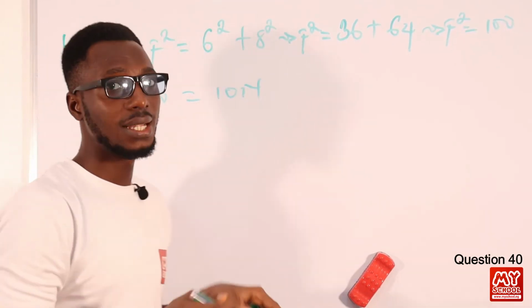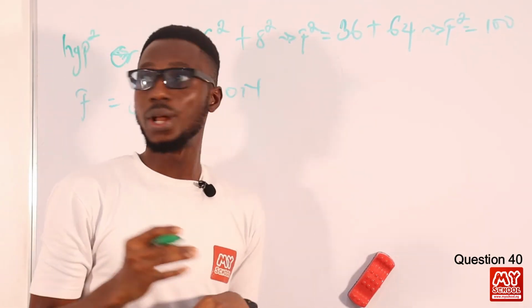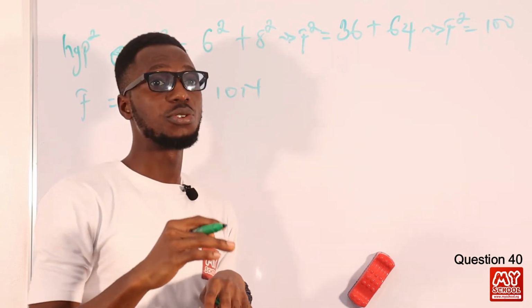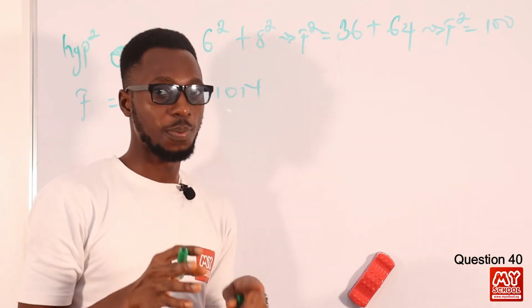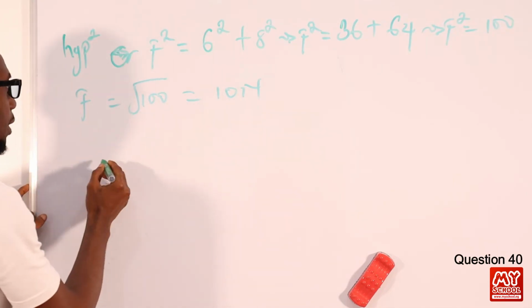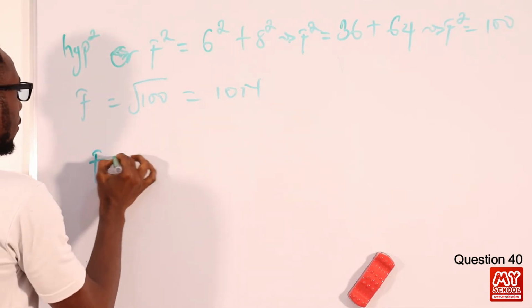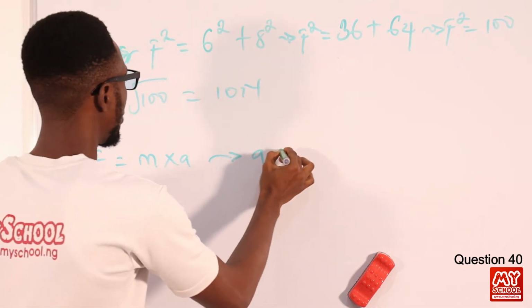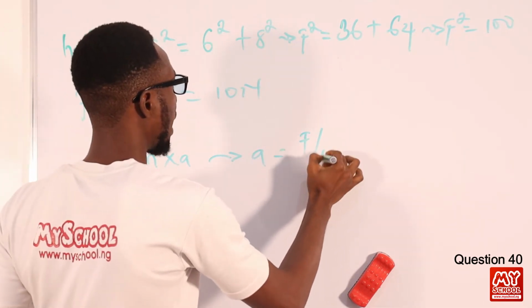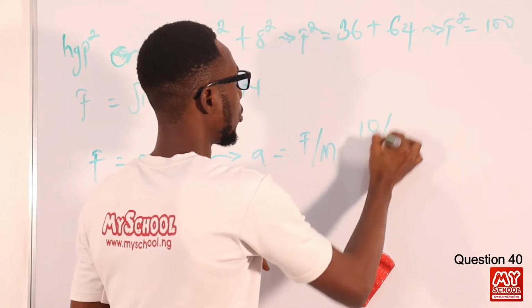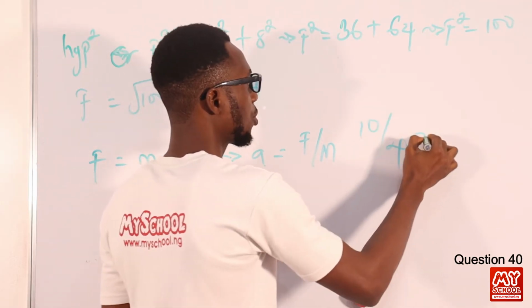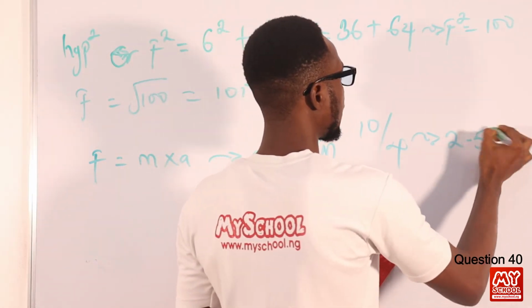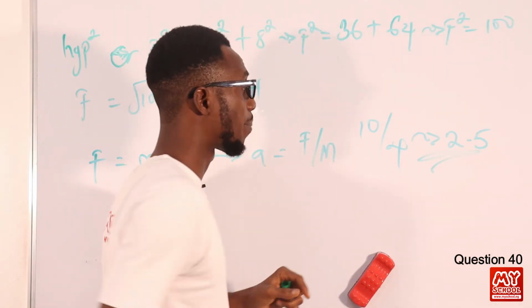So we have to find the acceleration. Right here you should notice that we are looking at a smooth horizontal plane, so the friction there should be negligible, remember? So acceleration will be equal to force over mass. The force is 10, the mass is 4 kg, so that is 2.5. Acceleration, that's meter per second square.